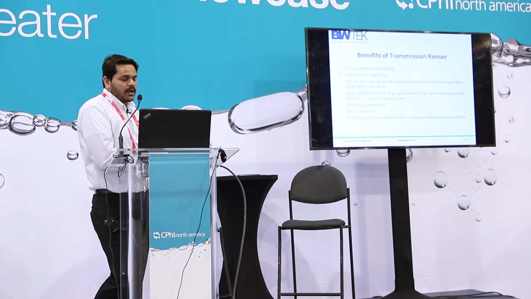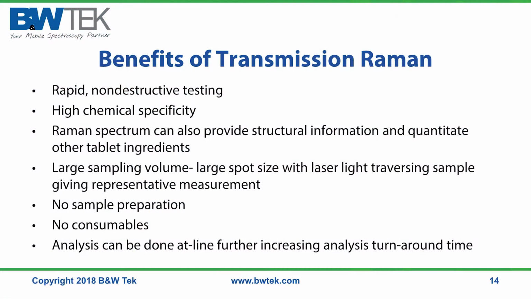Some of the benefits now of transmission Raman is that it's rapid and non-destructive, so you can actually store the batch of samples that you tested with Raman, whereas in HPLC you destroy the entire batch. There's very high chemical specificity, so the peaks that Raman spectroscopy usually shows are very narrow and they're very specific to the molecule itself.